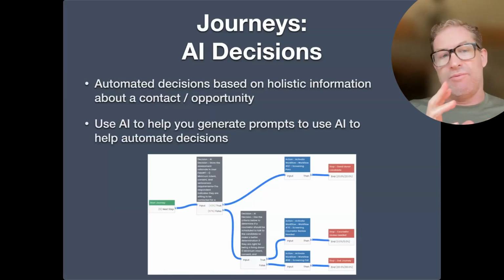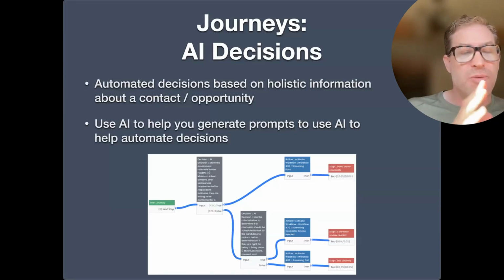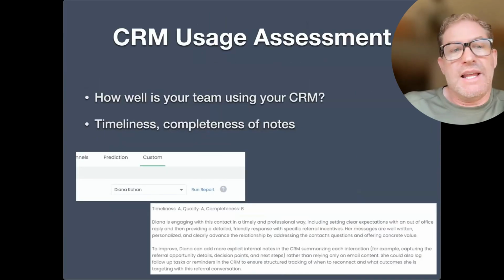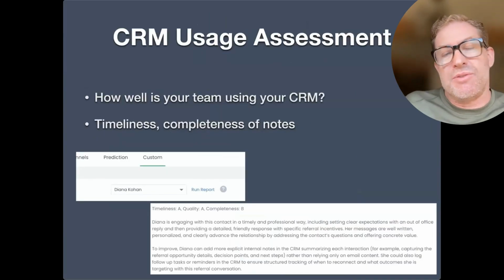So maybe someone is going to be a volunteer for a program. Based on what you know about that person, you can use the AI to say this person would be best placed here. The last one I'm going to share with you is CRM usage assessment.